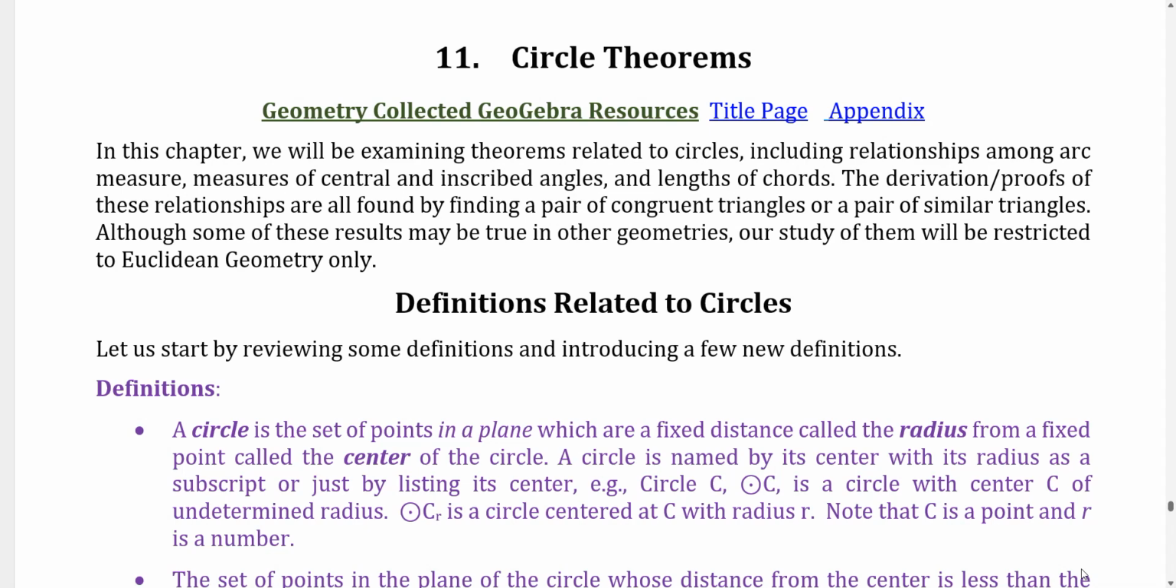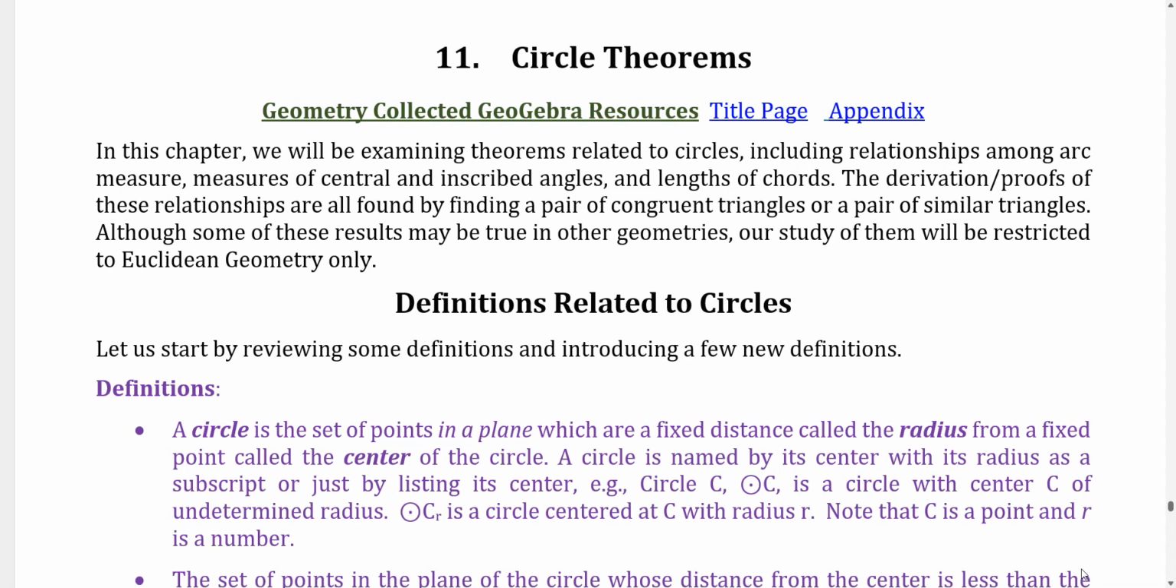The derivation and proofs of these relationships are all found by finding a pair of congruent triangles or a pair of similar triangles. So these are another good application of these basic triangle tools that we've been using throughout the course. Again, these triangle results, particularly congruent triangles and also similar triangles, are some of the core building blocks of doing lots of kinds of geometry. Now, some of these results might be true in other geometries, but we're just not going to worry about that.